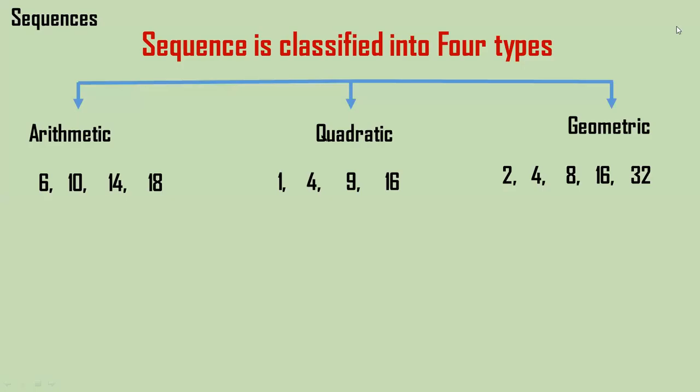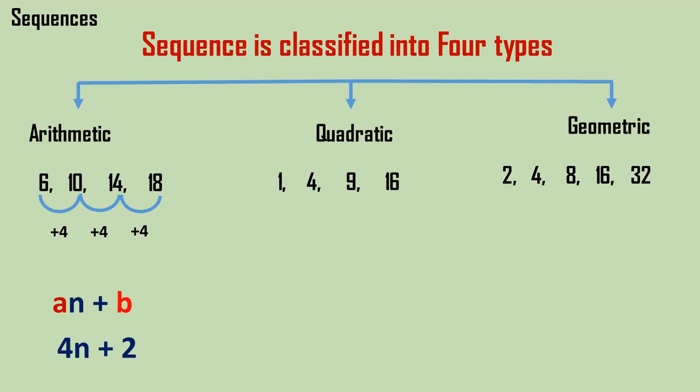Sequences are classified into four types. The arithmetic sequence is where the numbers are increasing or decreasing by a common difference. For example, here the difference between the first and second term is +4. So that is a common difference, which is repeating between all values.